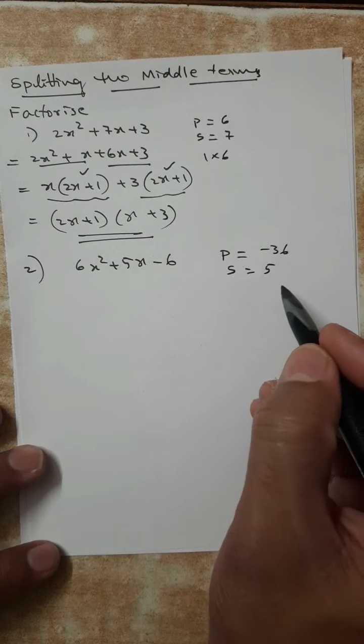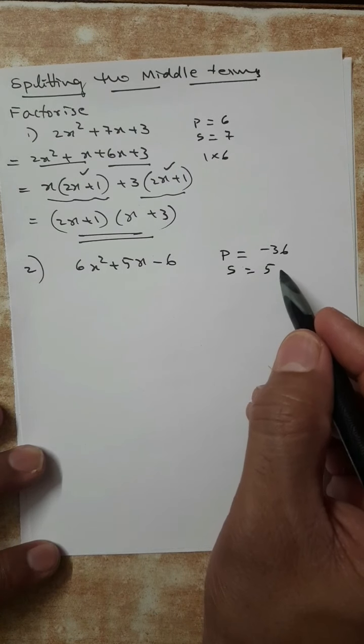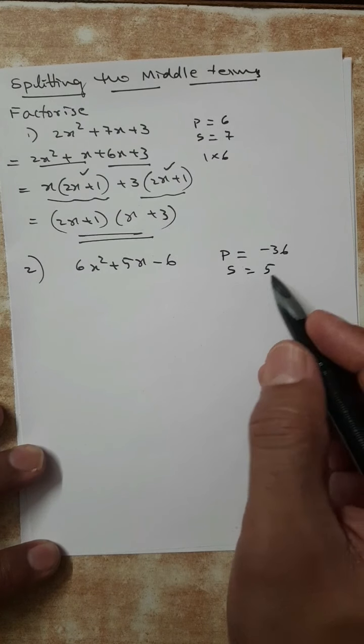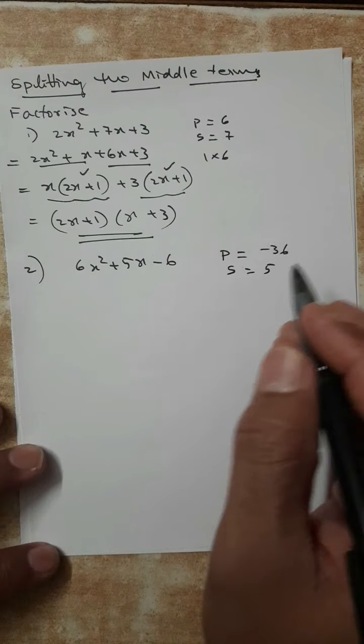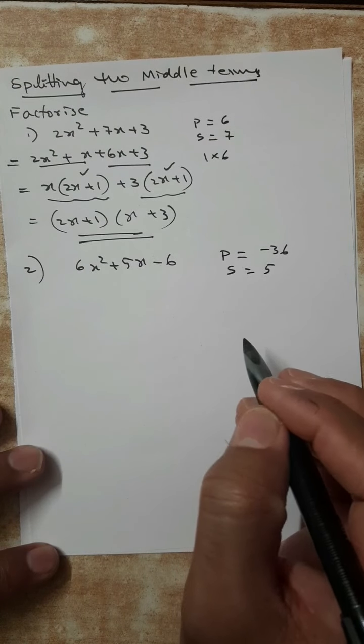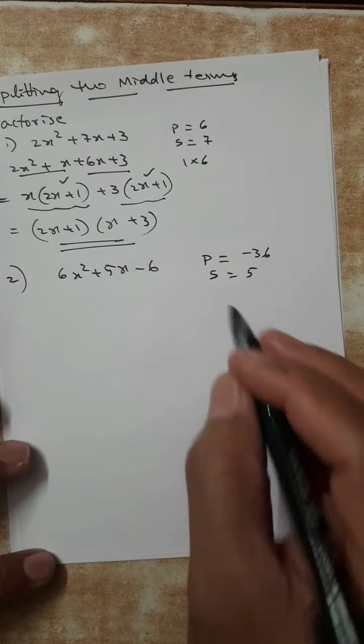Many options are there. 1 into 36, 2 into 18, 3 into 12. Like that many options are there. 7 8s are 56, not, we need 36. Okay, so if you are getting the number all of a sudden, well and good. Otherwise, I will explain all the options also.